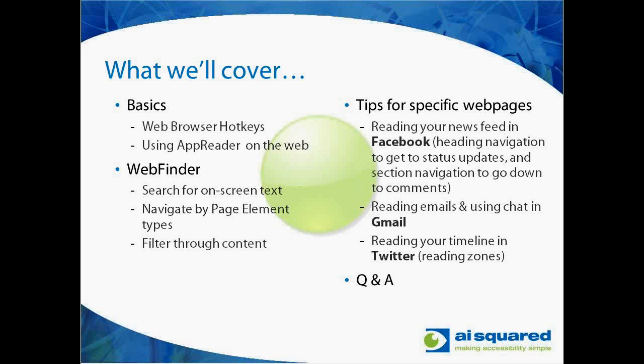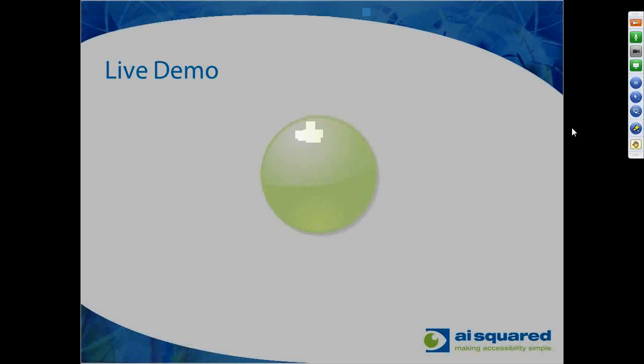I'll also show you Gmail, some new features that we have in there, such as our chat support. So if someone types a message to me, it'll read it back to me and things like that. And also, we've improved our Gmail support as well. Last thing we'll cover is Twitter and how to read your timeline in Twitter. There's no really easy way to get to the timeline in Twitter. So this will actually be a good example of using the reading zones feature in ZoomText. So those are some of the things that we're going to cover. And we're going to go ahead and jump right into the live demonstration.